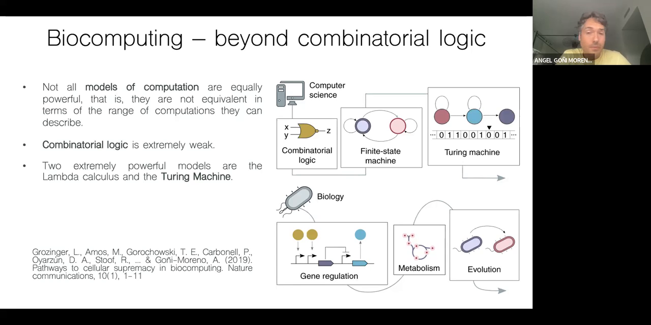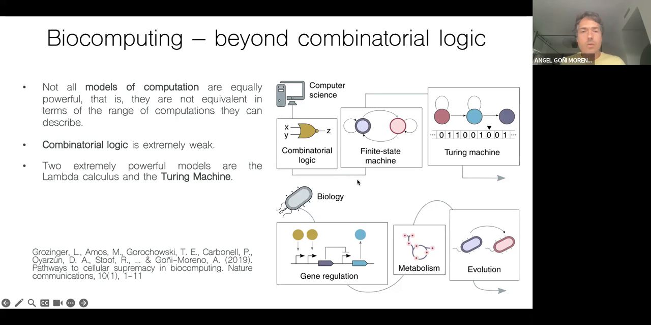And we had this figure in this cellular supremacy paper that I like a lot, and it shows how conventional computers and biological systems have very different, but also this type of rules and instruction sets that turn inputs into outputs.